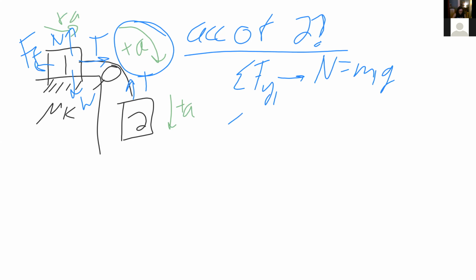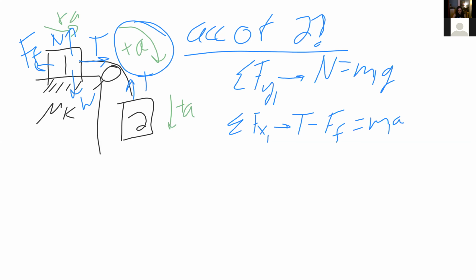And if I sum the forces in the x direction on block 1, that's a little more interesting because that's the direction of our assumed acceleration. So that equation gives us the tension to the right minus the force of friction is equal to the mass times the acceleration of the system. And again, that's m1 for the problem that I've made up here.